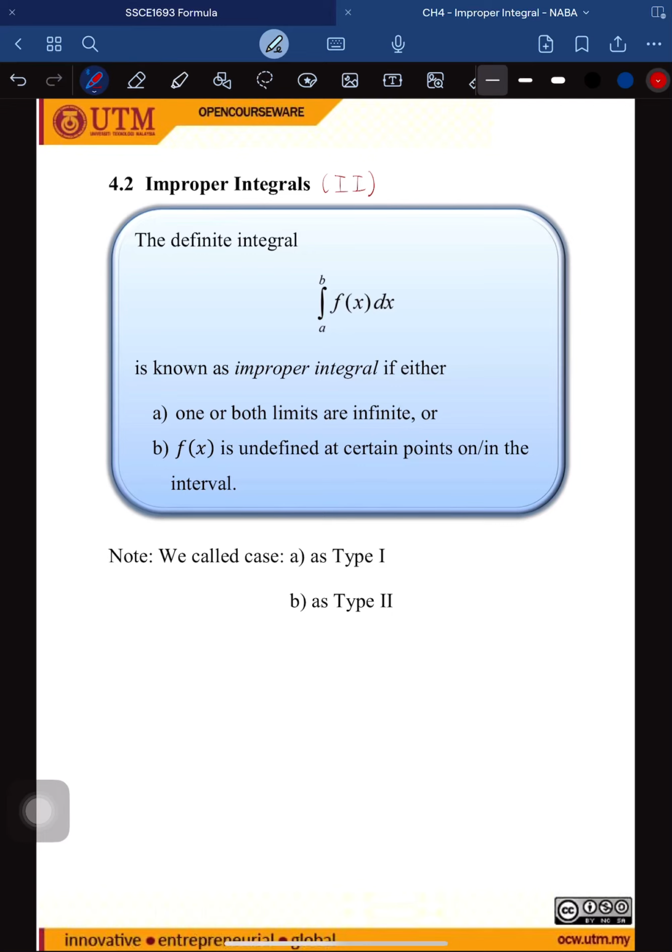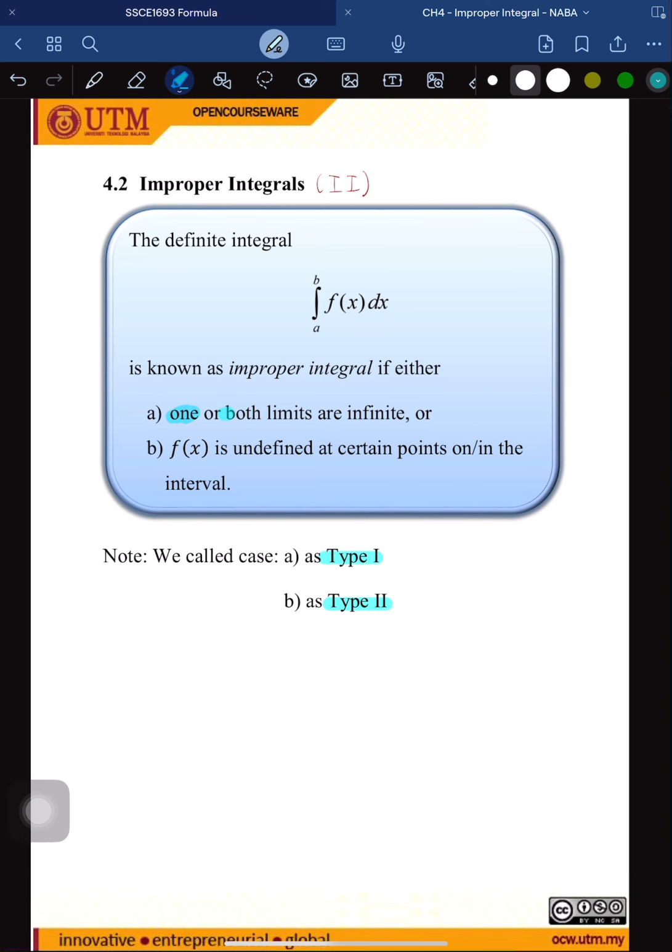So we have two types of improper integral. First, we have type 1 and also type 2. Type 1: if one or both limits are infinite. And for type 2: if the function is undefined at a certain point. So we have two types of improper integral.